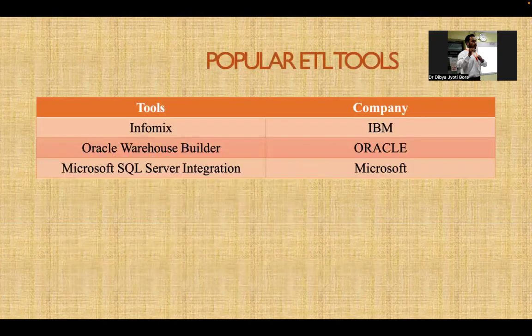Popular tools are there for this process, for this ETL. Like from IBM, we have Informix. From Oracle, we have Oracle Warehouse Builder. From Microsoft, we have Microsoft SQL Server Integration. Remember, at least this one is very famous, Oracle Warehouse Builder. So Informix by IBM, Oracle Warehouse Builder by Oracle, Microsoft SQL Server Integration by Microsoft. These are popular ETL tools. There are many, but I'm just keeping three of them.